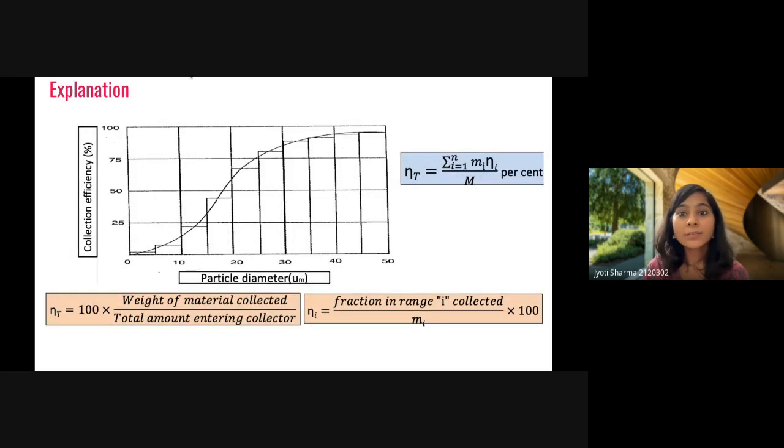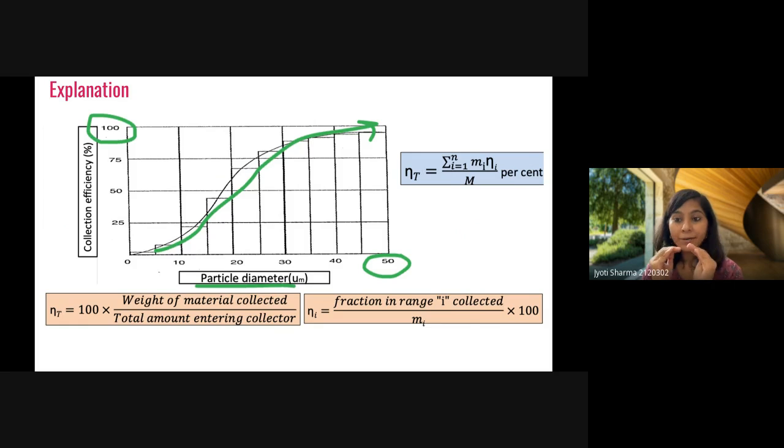Here also you can see that as we are increasing the particle diameter, which is in micrometer, the efficiency is increasing. The efficiency will be near 100% when the particulate size is 50 micrometer. So for each particulate matter size we have some efficiency, right?